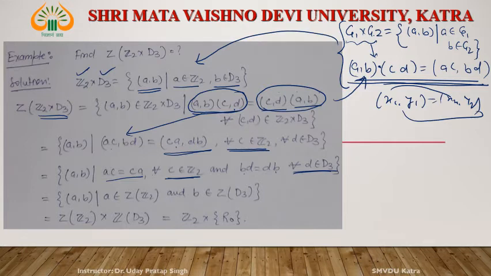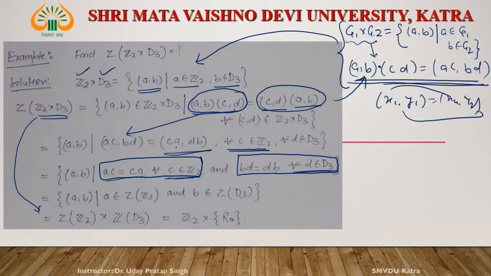Right? Then this can be written as AB, where A belongs to Z of Z2. This is the definition of Z of Z2. And this one is the definition of Z of D3. Right? Then A belongs to Z of Z2 and B belongs to Z of D3. Therefore, Z of Z2 cross D3 is equal to Z of Z2 cross center of D3, right?